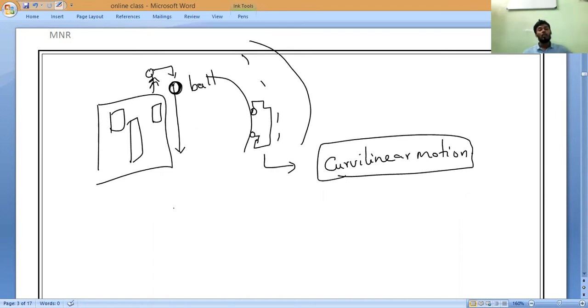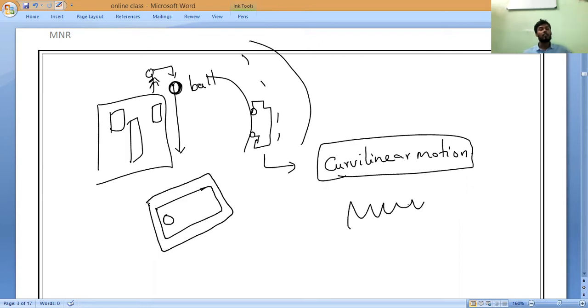Understand? Yes, sir. Suppose all four of you are playing carrom board. Now, anybody can strike the carrom striker. Now, will the striker always go in a curved path? Will it go in a zigzag manner? Always it will go in a straight line. Whatever you hit, it will go straight. So it is also linear motion.